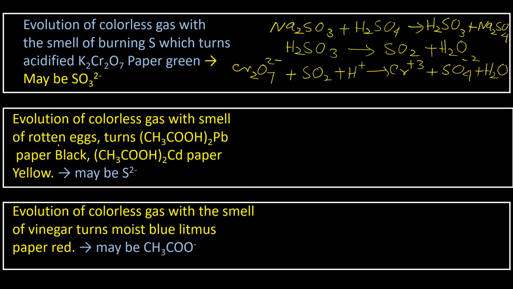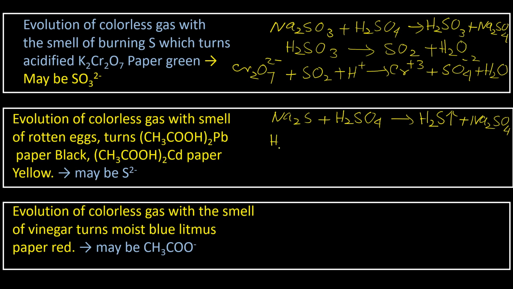Evolution of colorless gas with the smell of rotten eggs, which turns lead acetate paper black and cadmium acetate paper yellow. It may be sulfide. Again the same principle. You take this sulfide salt and sulfuric acid. So the weaker acid will come out. The weaker acid here is hydrogen sulfide, which is a weak acid, and here as usual sodium sulfate is formed. Right?